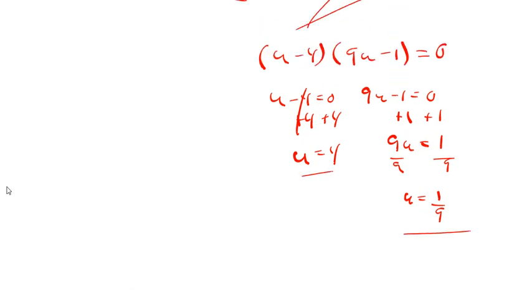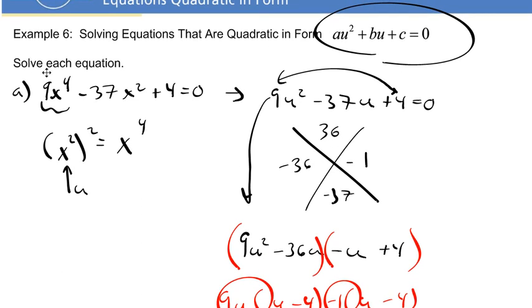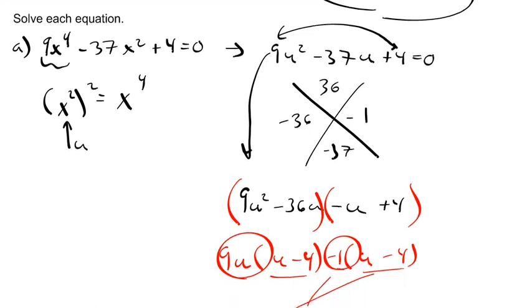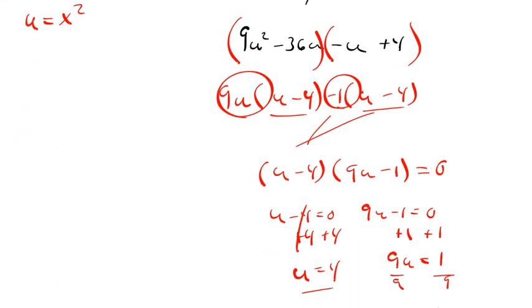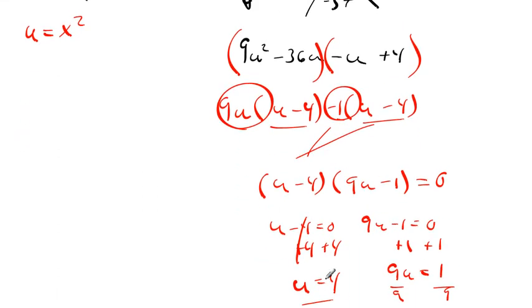We have u equals 4 and u equals 1/9. However, if we come back up to the problem, solve each equation. Notice that the original equation has x in there. So we haven't solved for x. All we've solved for is u. We're not trying to solve for u. We're trying to solve for x. So watch this hairiness right here. Okay? So we said that u equals x squared, right? And we got two answers for our u. We got u is 4 and u is 1/9.